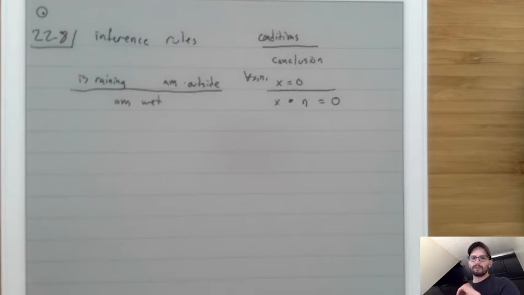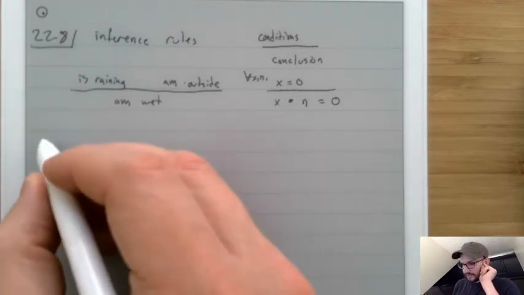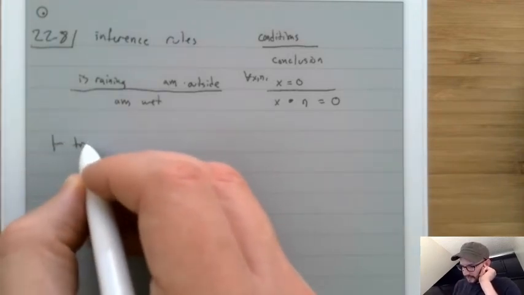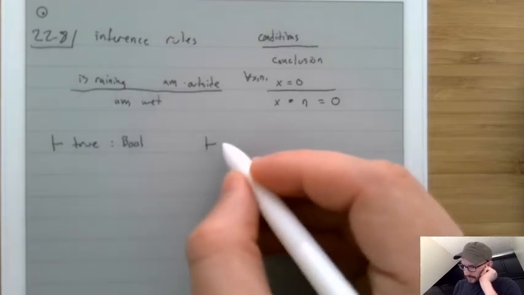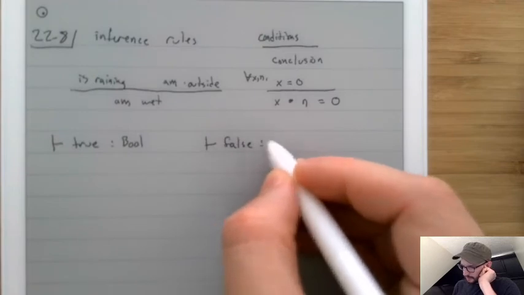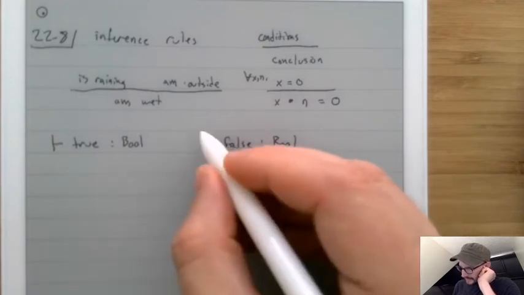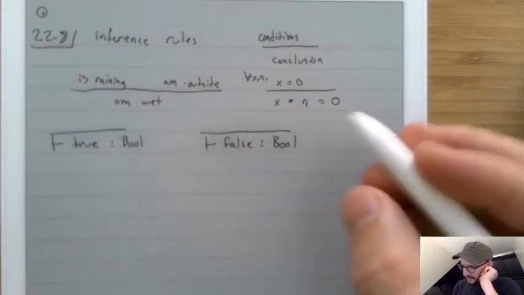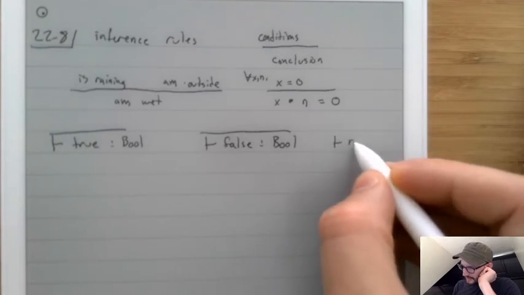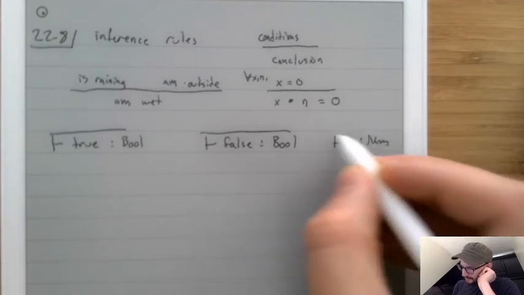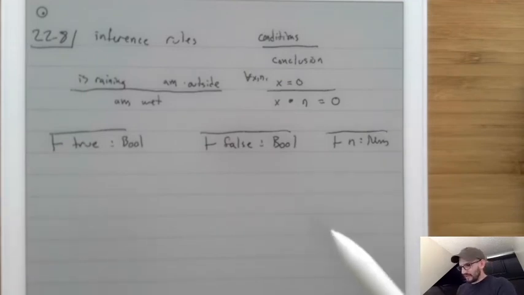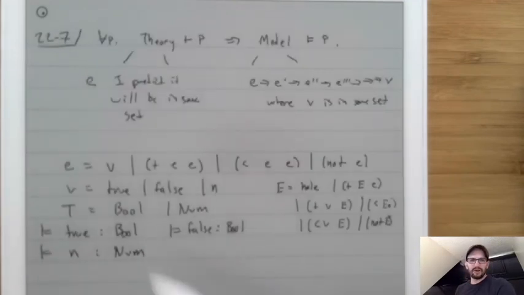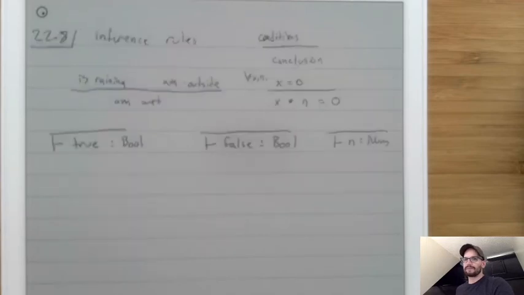All right, so here's our predictive theory. Our predictive theory says that I predict that true will be a bool. I predict that false will be a bool. And these have no conditions on them. I also predict that a number n will be a number. These predictions perfectly match the model because they're on basic values. However, the next ones are going to be more interesting.